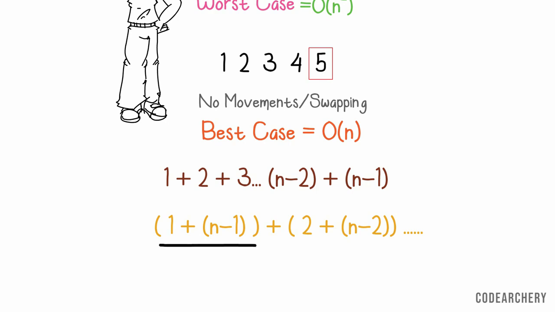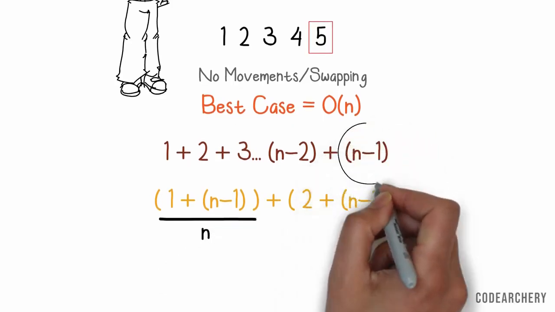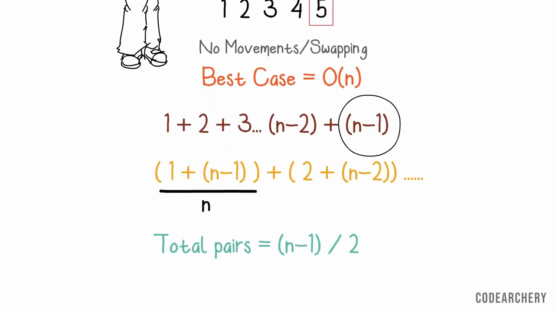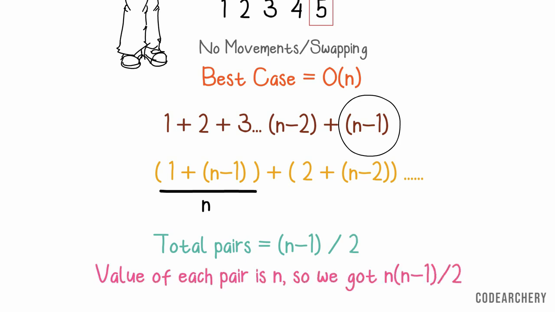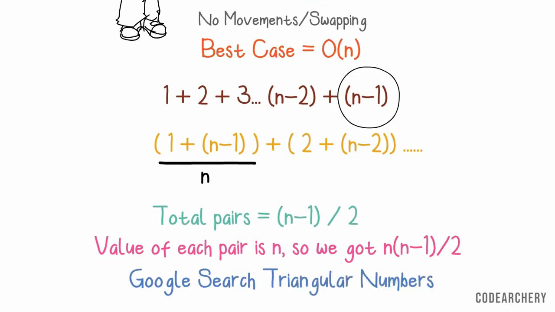If you add each pair, the answer will be n. Since we have n-1 total elements, the total pairs will be n-1 divided by 2. And the value of each pair is n. So the formula is n into n-1 divided by 2. For more details, please Google search triangular numbers.